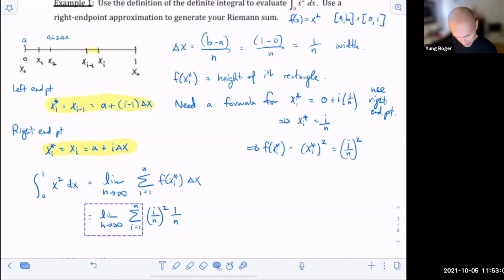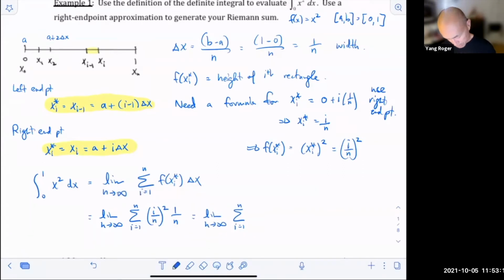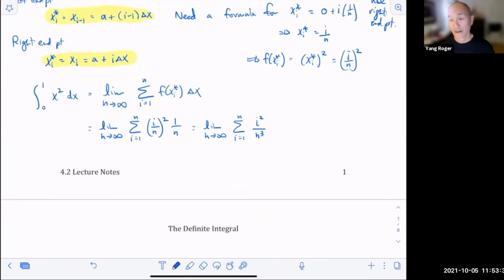So let's write the next line. That's equal to I times I is I squared. I mean, n times n is n squared times n is n cubed. So we get I squared over n cubed. Okay.